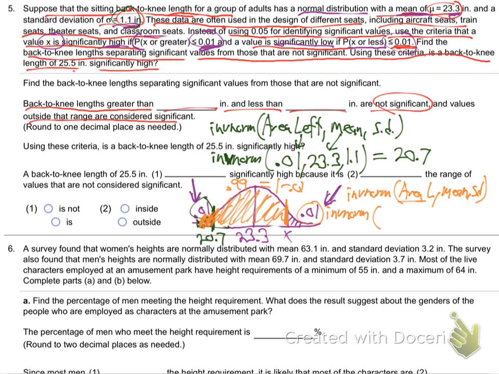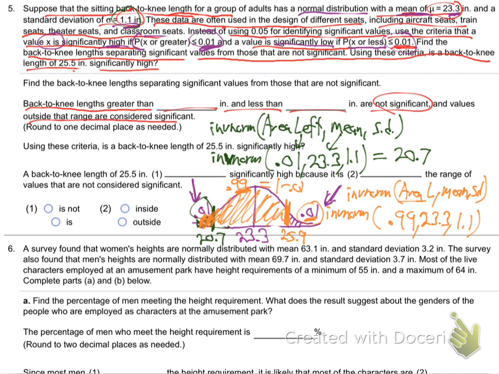99% of the area is to the left, right? This is the upper 1%. So only 1% of all people are at this length or higher, so 99% of people are below. The area to the left is 99%. The mean is still the same, 23.3, and the standard deviation is 1.1. Hit the buttons on your calculator, and you will get 25.9. That's what this spot right here must be.